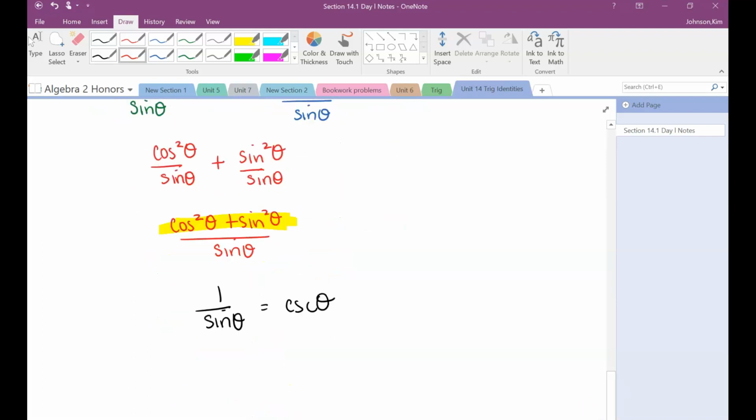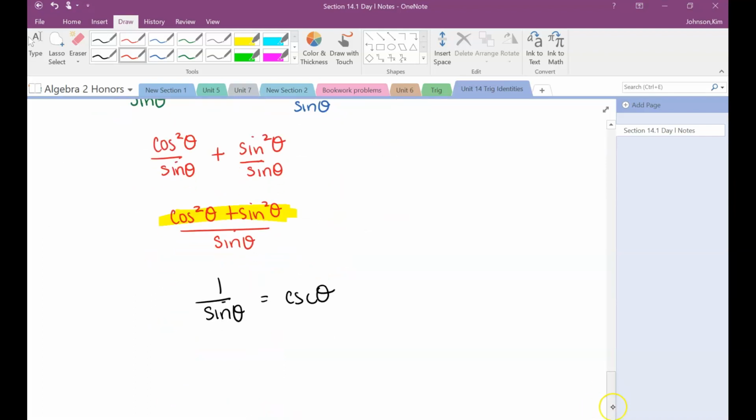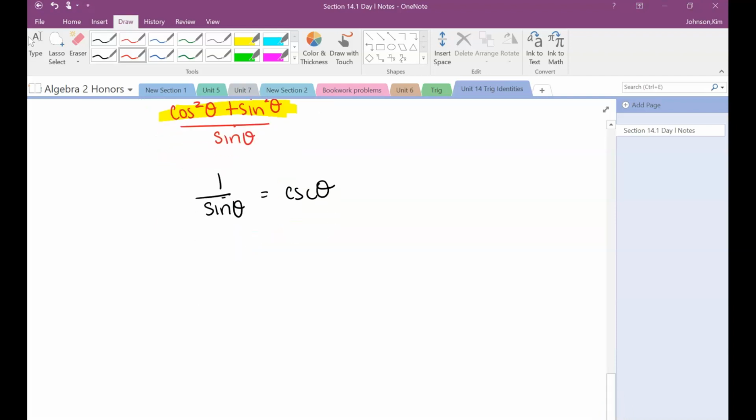Okay, and then we're going to do one more example. We're going to make it a little more complicated. Maybe we'll do 2 more examples. We'll see how much time we have. So let's simplify the expression cotangent of x plus tangent of x.